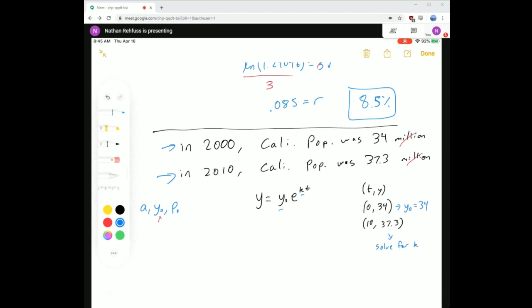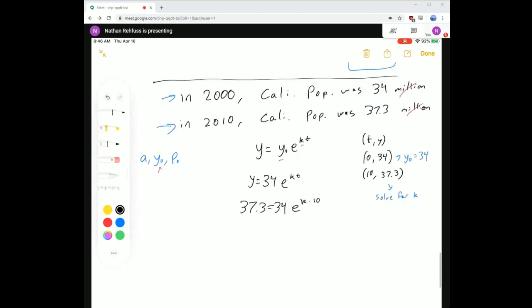So my first step is to say, well, of course, the initial value is 34. I'm just going to write 34 and not 34 million because I don't want to deal with all those zeros. It'll be fine. We'll say this is the population in millions of people. So that's 34e to the kt. And now I'm going to plug in this point here. I'm going to plug in t equals 10 and y is 37.3.